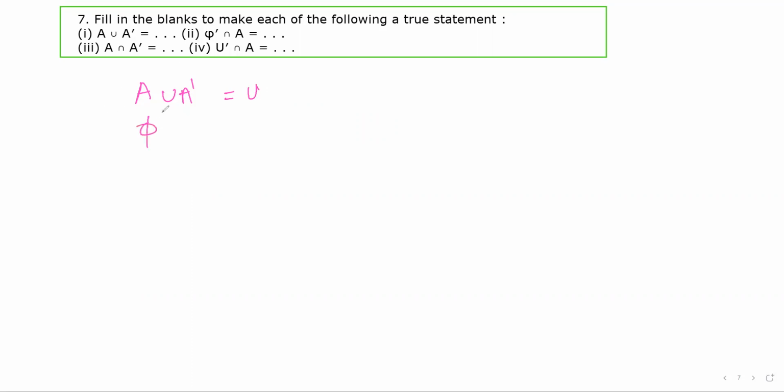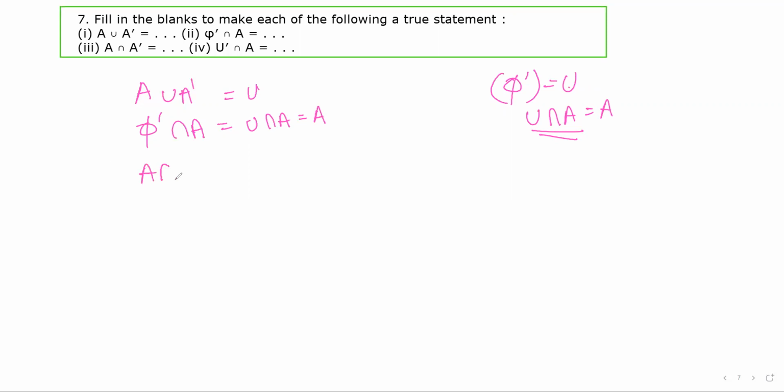Second, phi dash intersection A is equal to blank. Now phi is nothing. So if you have a universal set, your phi dash will be your universal set because U minus nothing will give you U itself. Now from U and A, U intersection A, amongst U and A, what are the elements which will be common? We'll be left with A. So this value will be U intersection A, which will be equal to A.